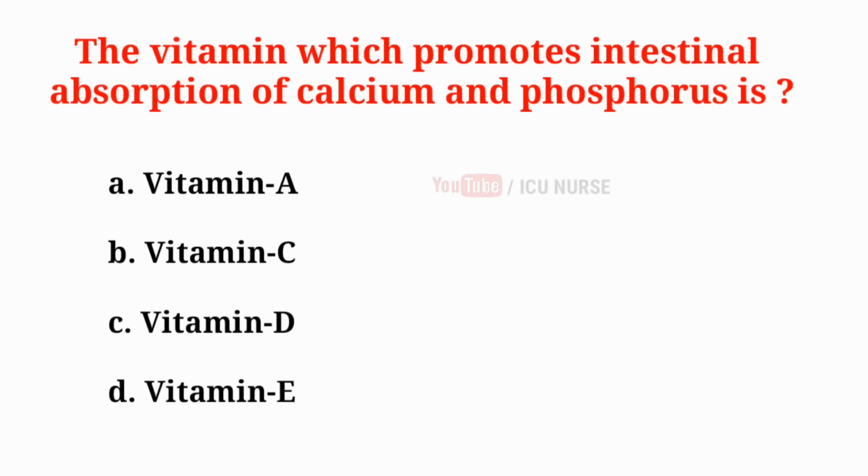The vitamin which promotes intestinal absorption of calcium and phosphorus is: A. Vitamin A, B. Vitamin C, C. Vitamin D, D. Vitamin E. And the correct answer is C. Vitamin D.